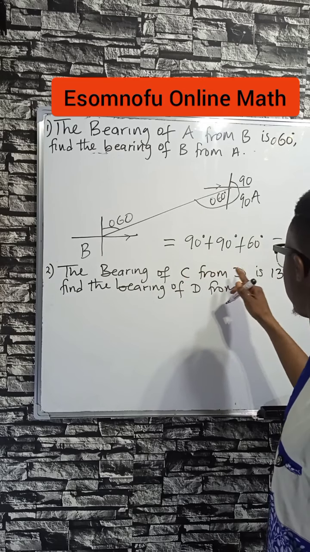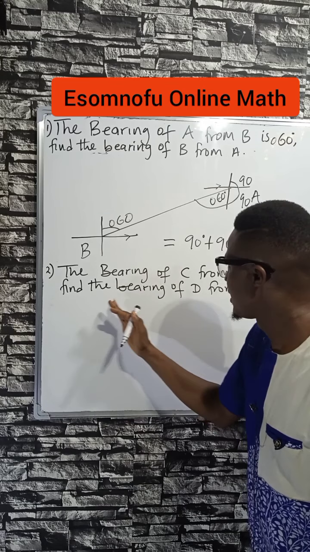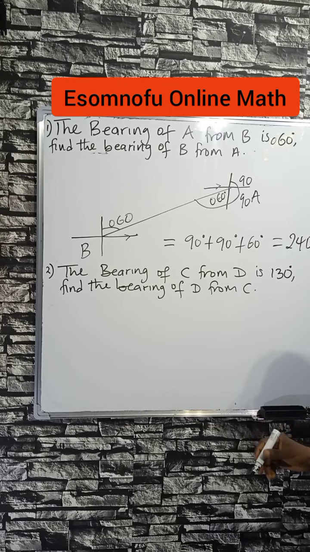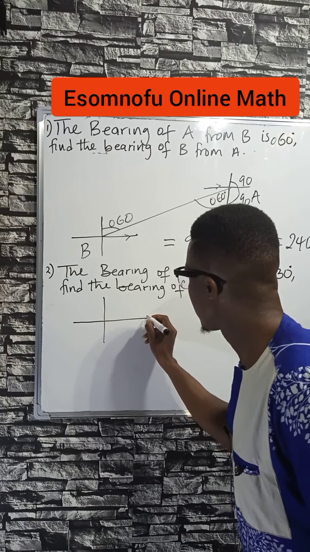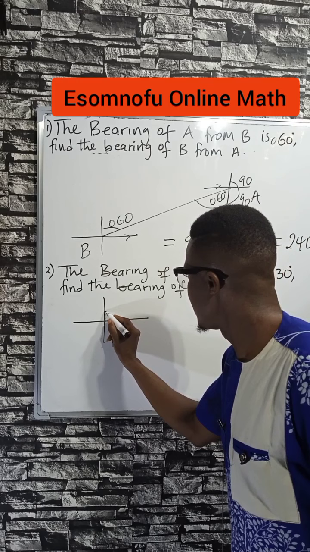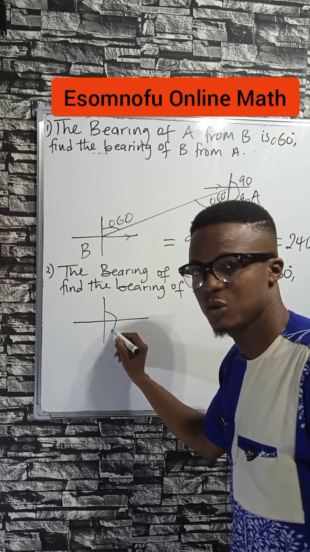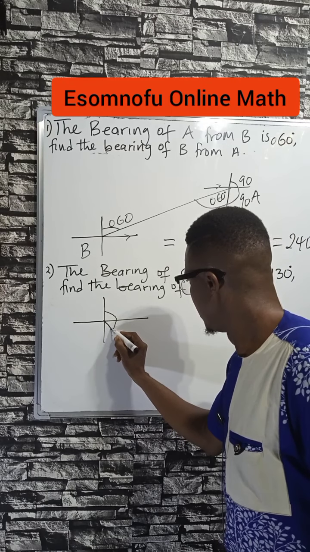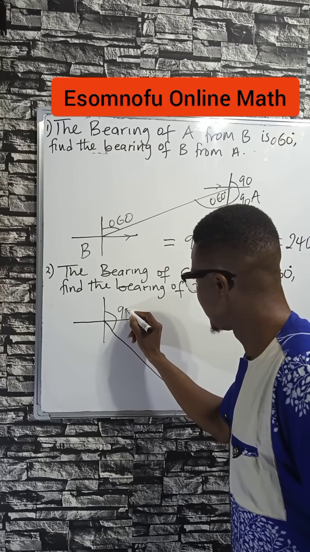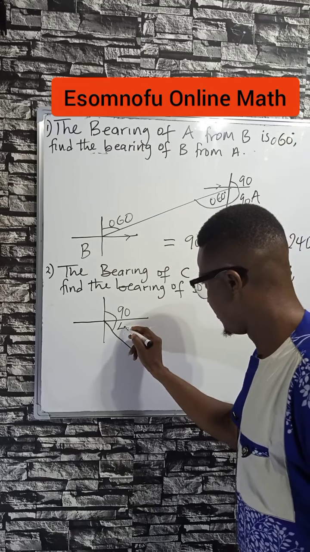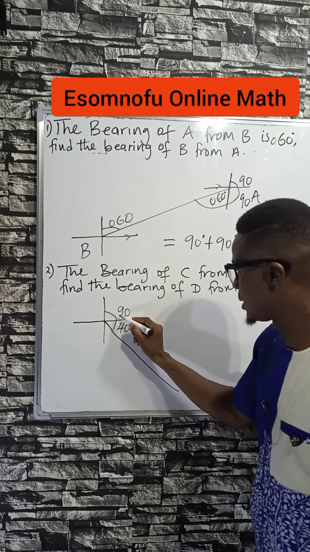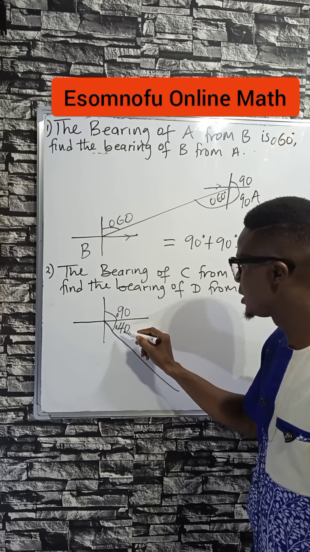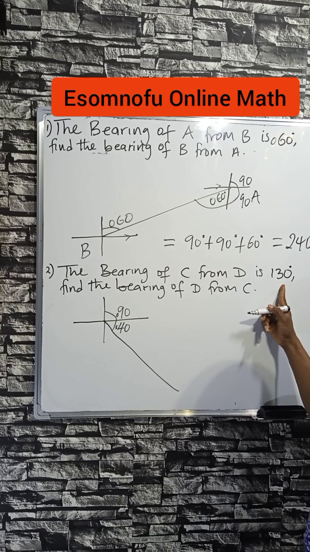The bearing of C from D is 130 degrees. Find the bearing of D from C. So you have to put in 130 degrees again. You draw your cardinal point. Remember that here is 90 and 130 must be in this quadrant. Remember here is 90 and here should be 40 because we're talking about 130 degrees. So that 90 degrees plus 40 degrees will give us the 130 degrees we are talking about.